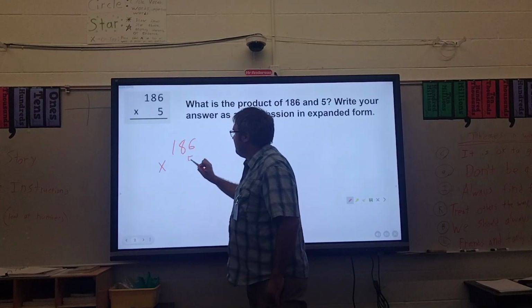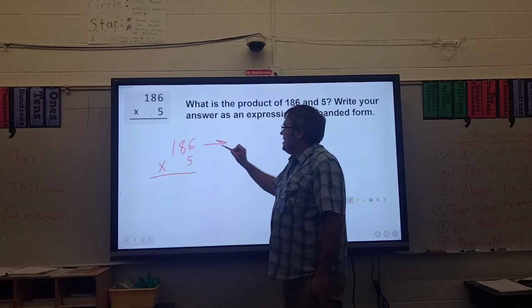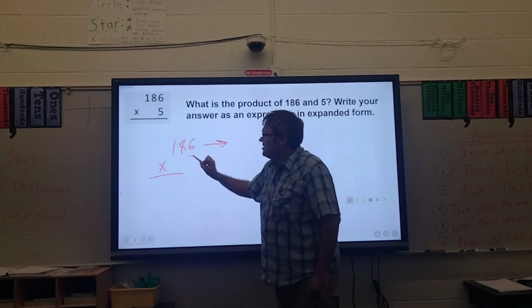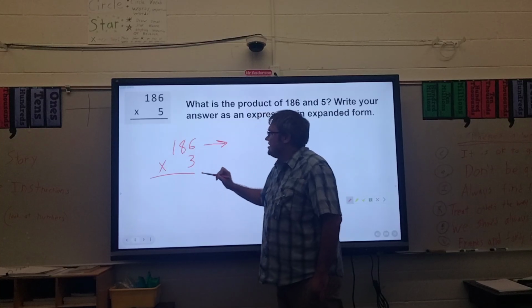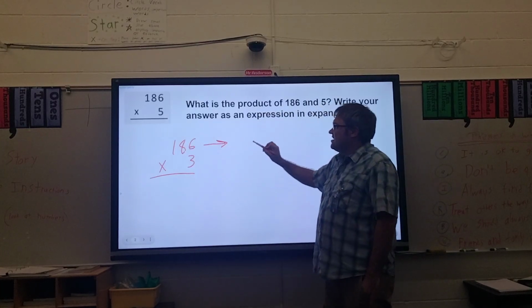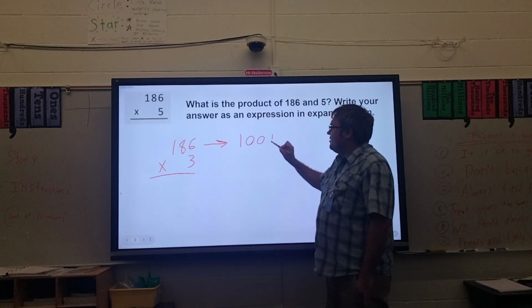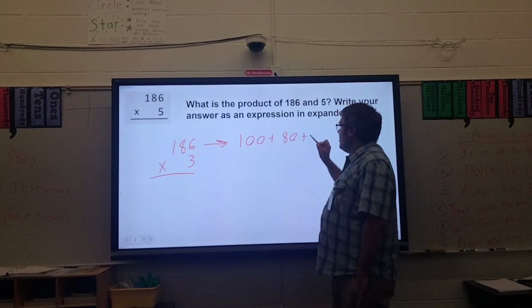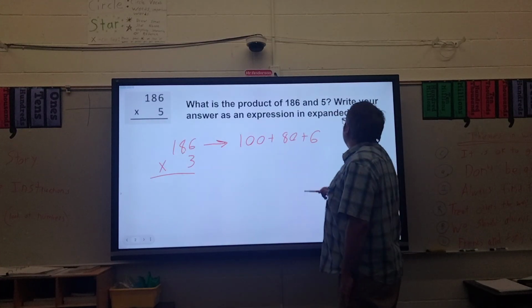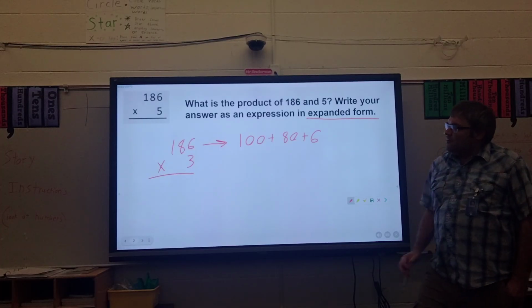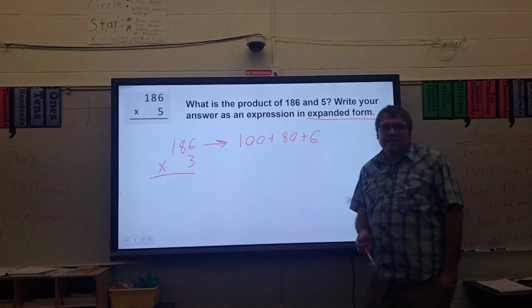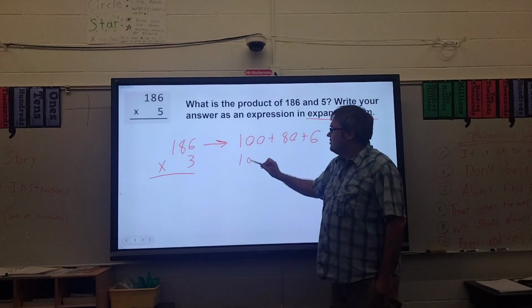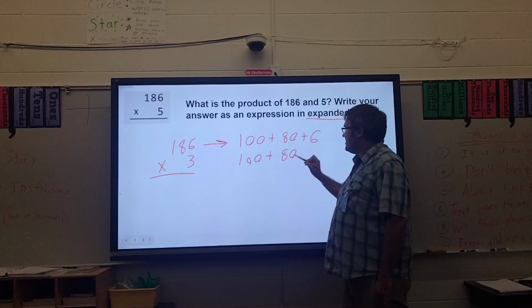186 times 5, 180, or you know what, just to make it simple, let's do times 3. 186 times 3, 186 is the same as 100 plus 80 plus 6. That is our expanded form. Now, if you do times 3, it means we're repeating expanded form 3 times. Because it's times 3.